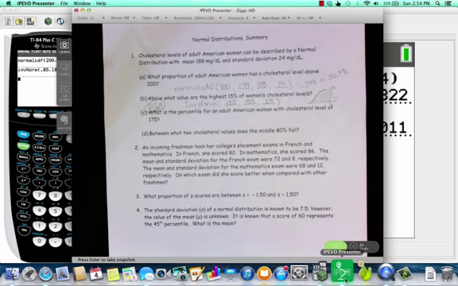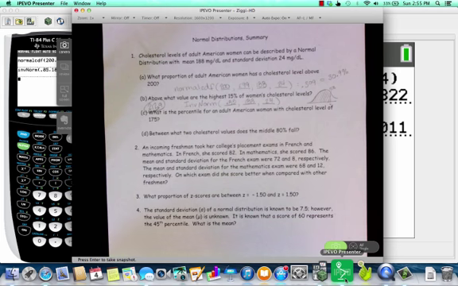Question C. What is the percentile for an adult woman with a cholesterol level of 175? Now, this one is actually pretty much the same type of question as A. It's just worded a little differently. A asks what proportion of adult American women has a cholesterol above 200. We're asking what is the percentile for a woman with a cholesterol level of 175?